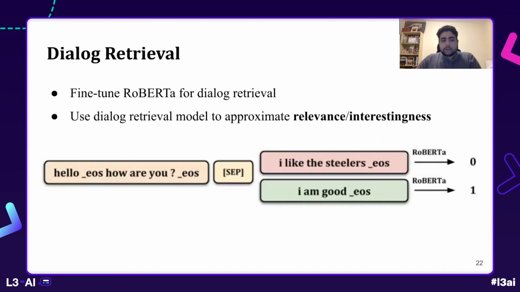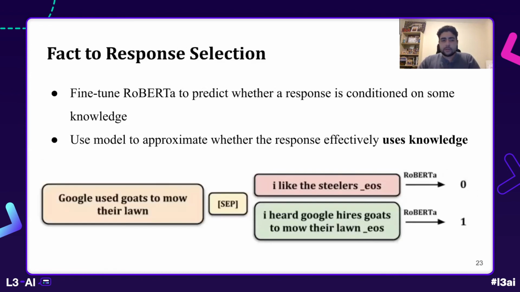For the dialogue retrieval models, we fine-tune Roberta for dialogue retrieval, which essentially means we train it to take as input a dialogue context and then a response, and try to predict the probability that the response follows the dialogue context. We can then use this model to approximate relevance and interestingness. And then to measure whether a response uses knowledge, we fine-tune Roberta to predict whether a response is conditioned on some knowledge. We then use the model to approximate to what extent the response uses the knowledge.